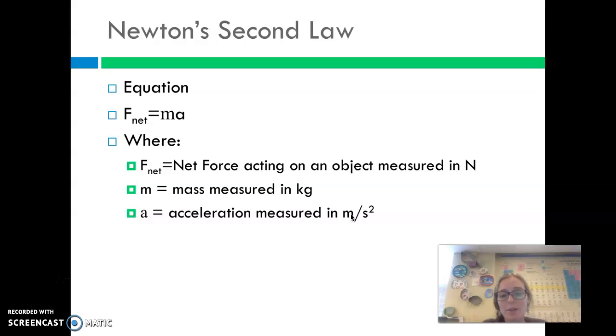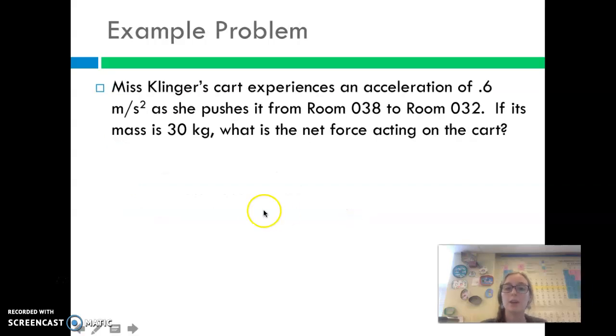This is an equation that we're going to use very similar to other equations that we have looked at. So if I see a word problem, I'm first going to read it, and this is about a teacher who has to move her cart from one classroom to another classroom. So she is pushing it with 0.6 meters per second squared of acceleration. Its mass is 30 kilograms. We need to calculate the net force acting on the cart.